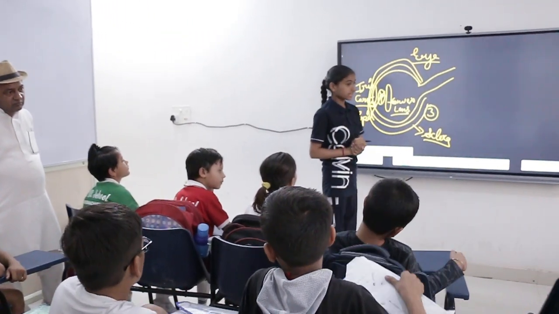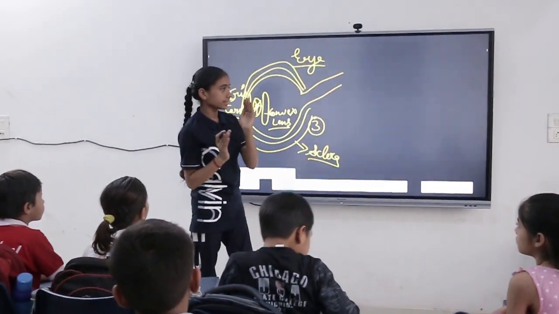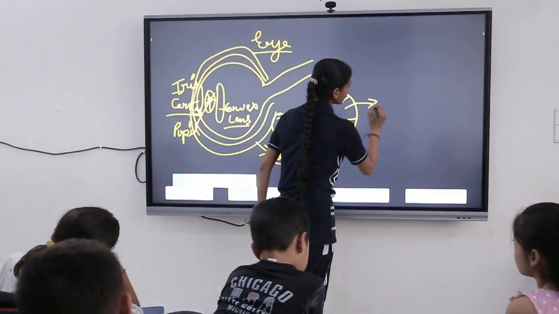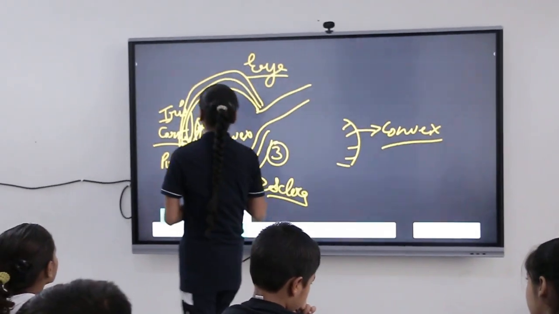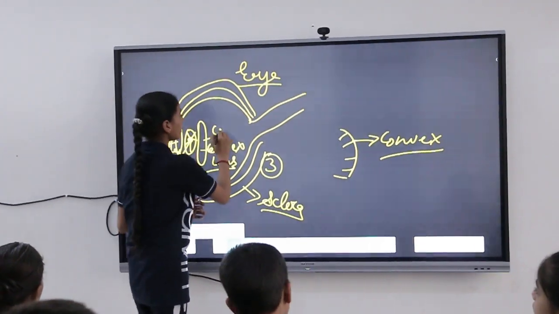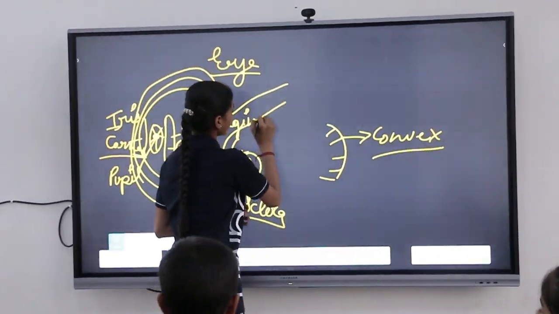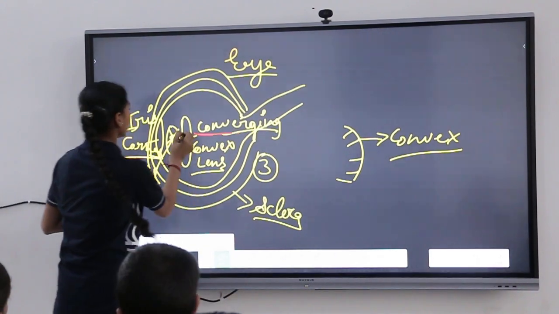And what is a convex lens? Which curves outwards, that is a convex lens. Like this. This is a convex lens, okay? Then it is also called converging. Anyone tell me why it is called converging? Because it focuses the image.